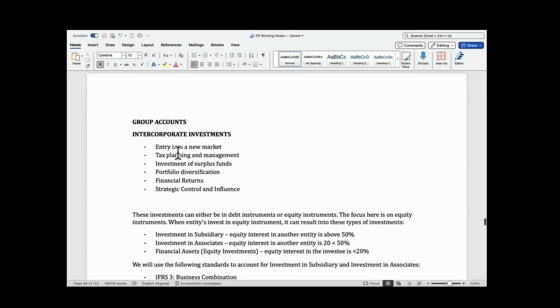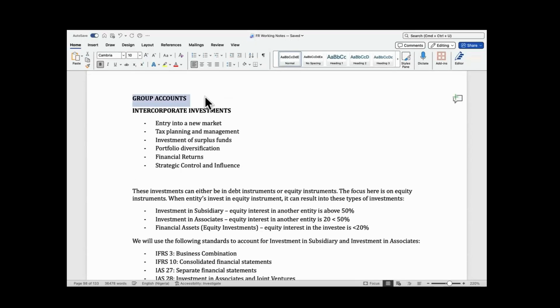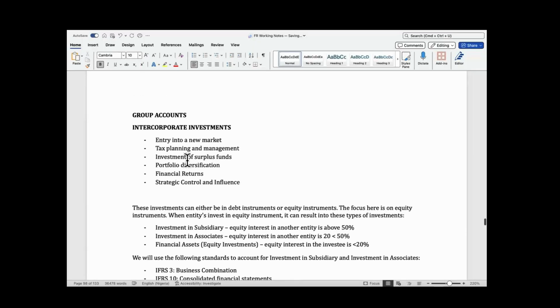All right. Let's start a new topic. Group accounts. For you guys in skills, this is 20% of your exam. For the guys in professionals, it's 30% of your exam. So this class is particularly important for everyone. And I hope to finish it next weekend. That's my hope.